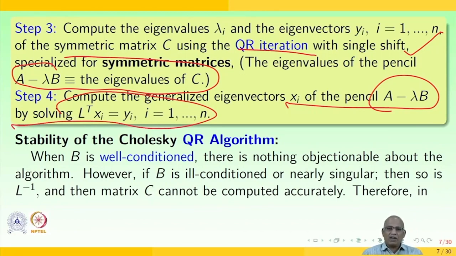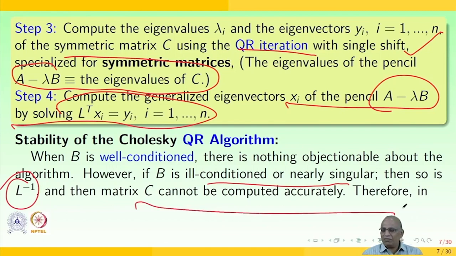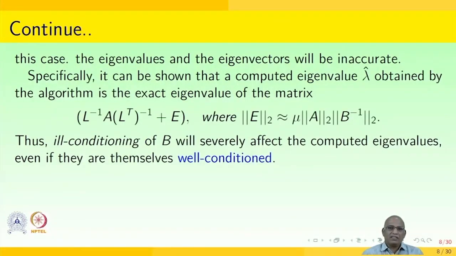Stability of the Cholesky QR algorithm. When B is well conditioned, there is nothing objectionable about the algorithm. However, if B is ill-conditioned or nearly singular, then so is L inverse, and then matrix C cannot be computed accurately. So in this case, the eigenvalues and eigenvectors will be inaccurate.